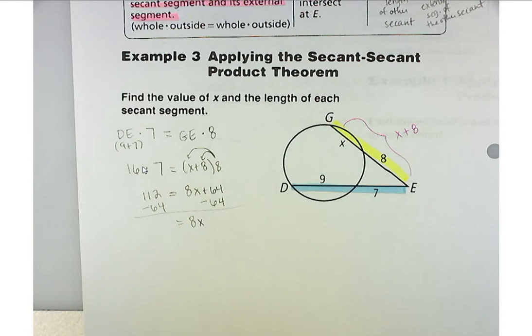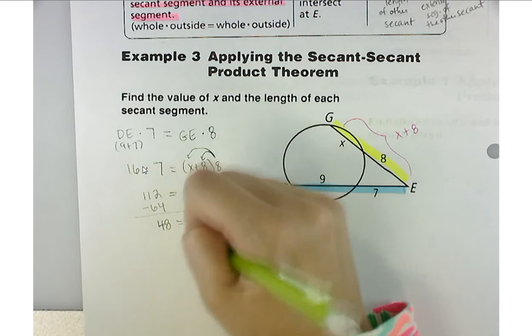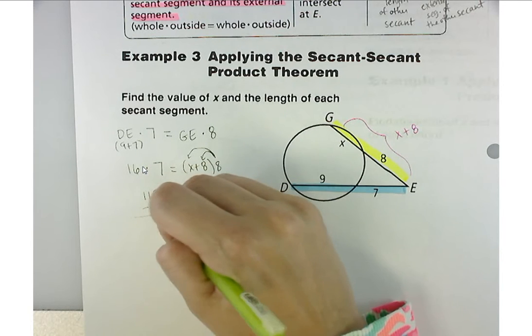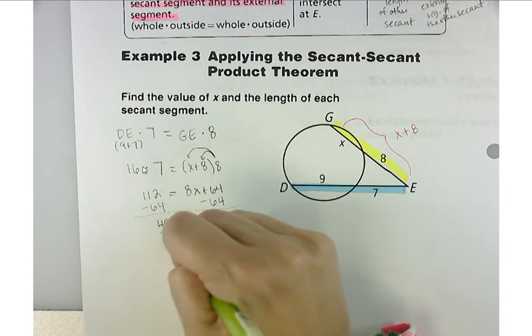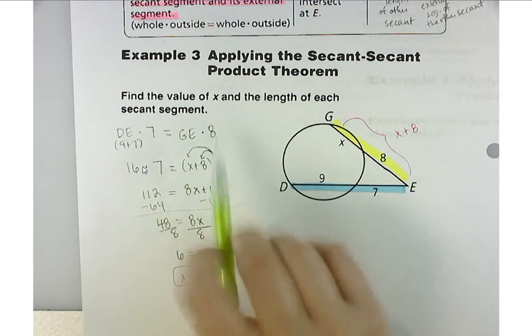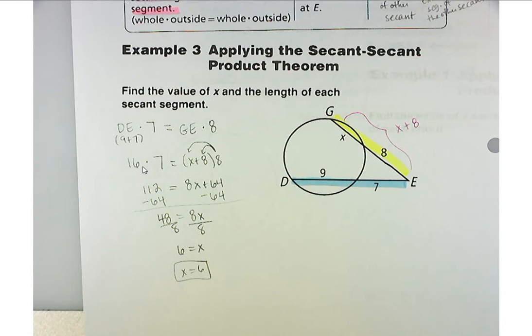Okay, so when we subtract 64 from 112, what do we get? 48, which is what I said there. And then we're going to divide each side by 8, which means our x value is 6. So that's the first thing we had to find, the value of x, and now we're going to find the length of each secant segment.